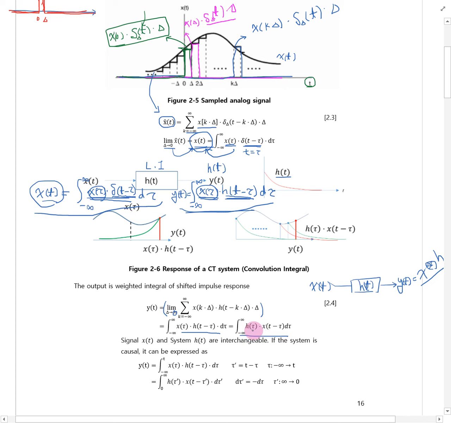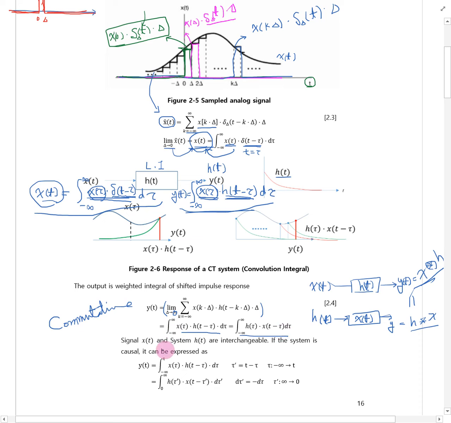But the second thing, you can compare this one. It seems like this one: h(t) applied to a system whose impulse response is x(t). Then the output will be h convolved with x(t). It's the same thing. So we can interchange the impulse response and the input signal. It doesn't change the result. We call this the commutative property, which is valid in the convolution operation.